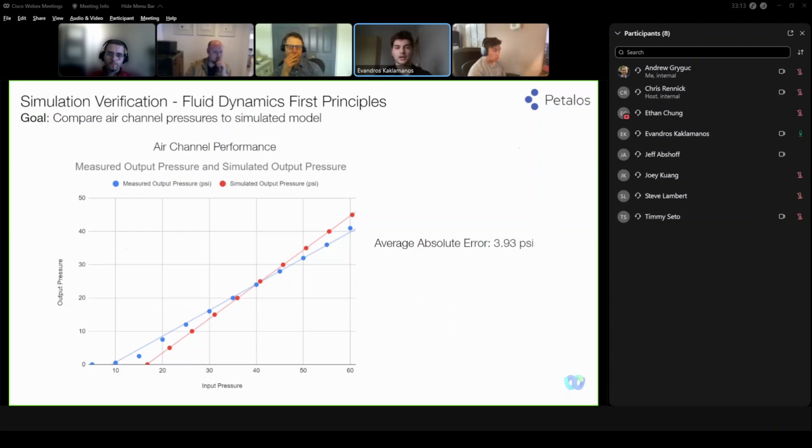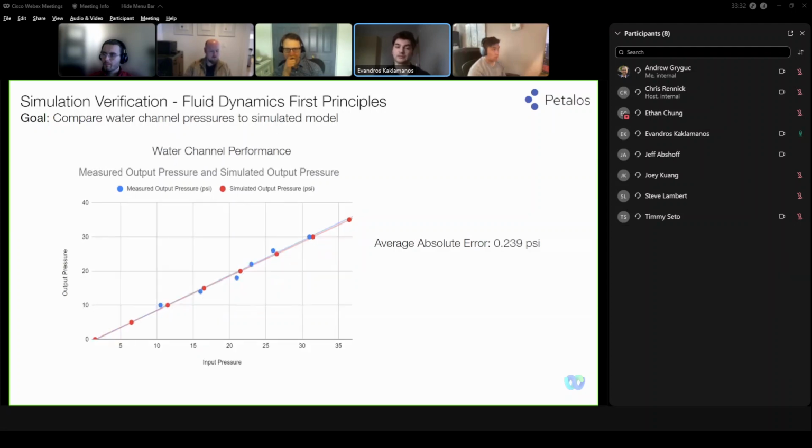Our air channel model achieved an average absolute error of 3.93 psi. This plot shows the simulated and measured pressures for our air channels. Our x-axis indicates the pressure coming from the pump, and the y-axis is the final output pressure after passing through our endoscope channels and fittings. Results from the water channel indicated even better results, with an average absolute error of 0.239 psi.